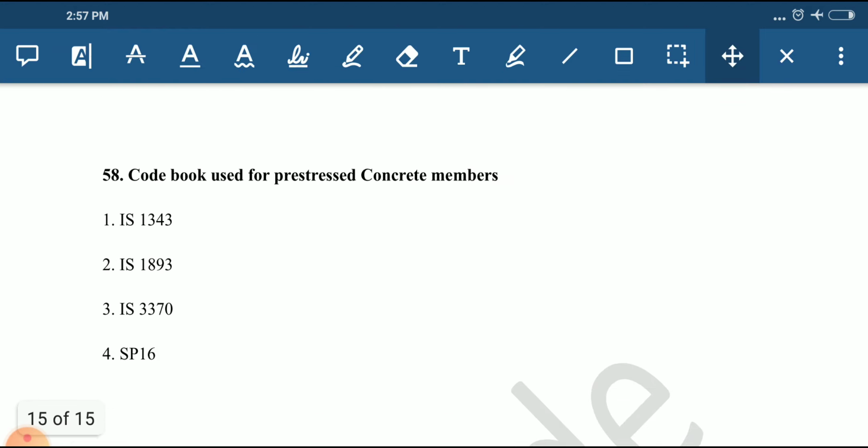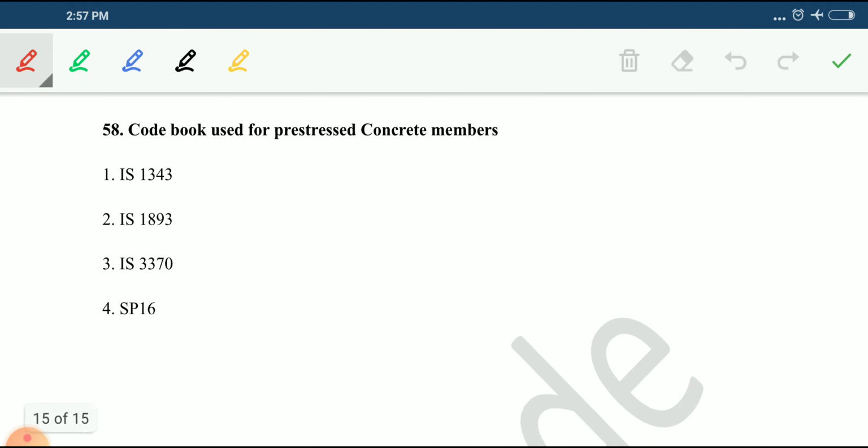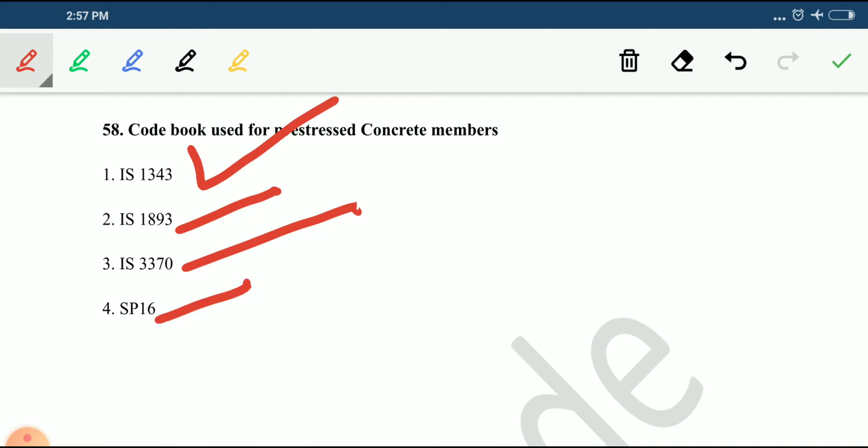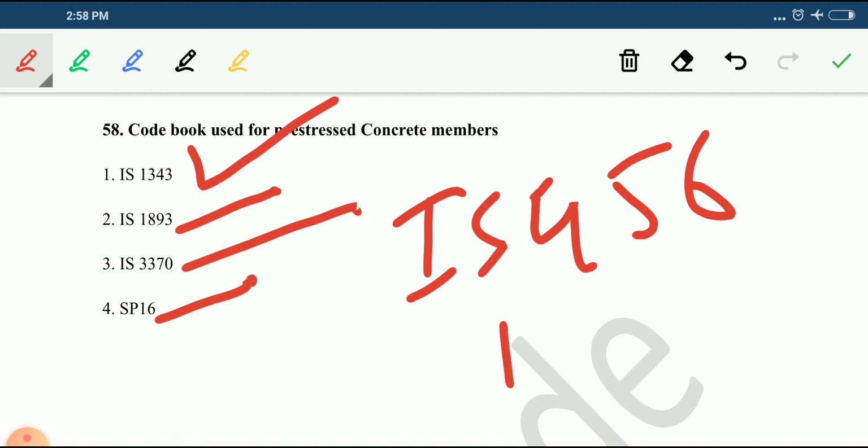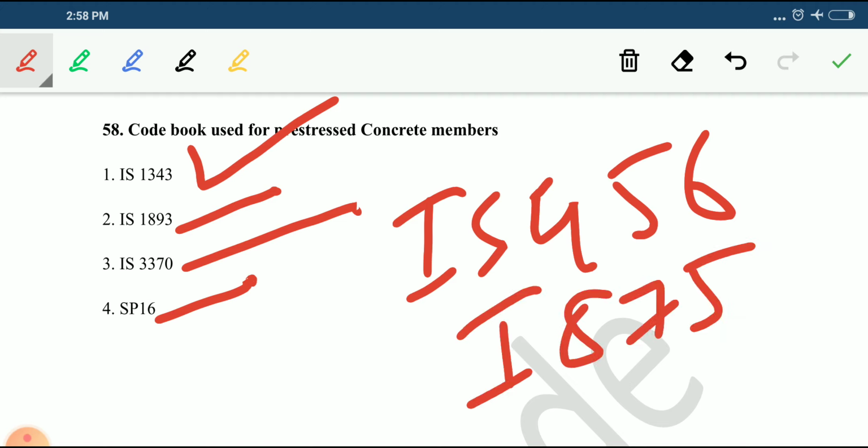Okay. Code book used for pre-stressed concrete member. Which code book will we use for pre-stressed concrete member? IS 1343, IS 1893, IS 3370, or SP 16. IS 1343 we use for pre-stressed concrete member. IS 1893 is for earthquake, IS 3370 is for water tank design, and SP 16 is for RCC. These IS code books are very important. IS 456 is for RCC design. Next, IS 875. IS 875 Part 1 and Part 2 are for dead load and live load. Part 3 is for wind load. You should know the code books also.